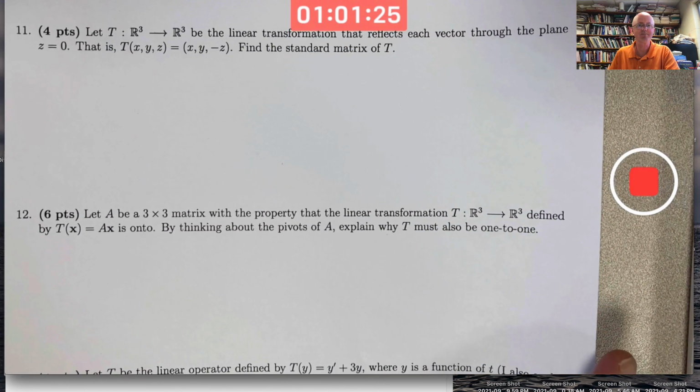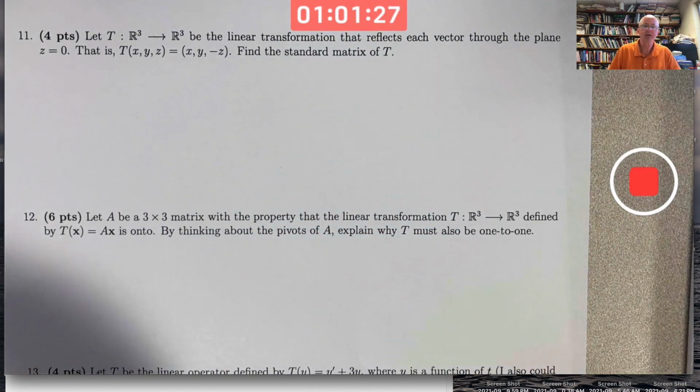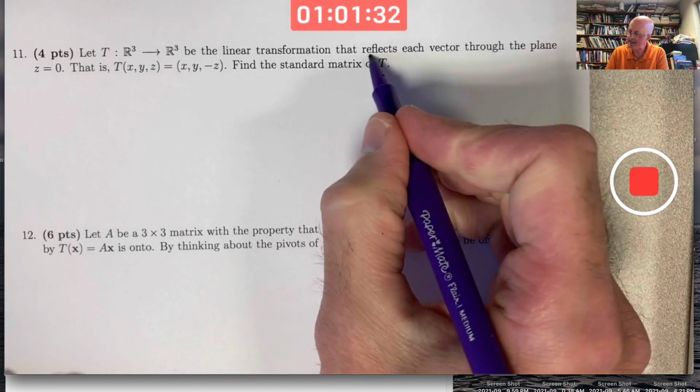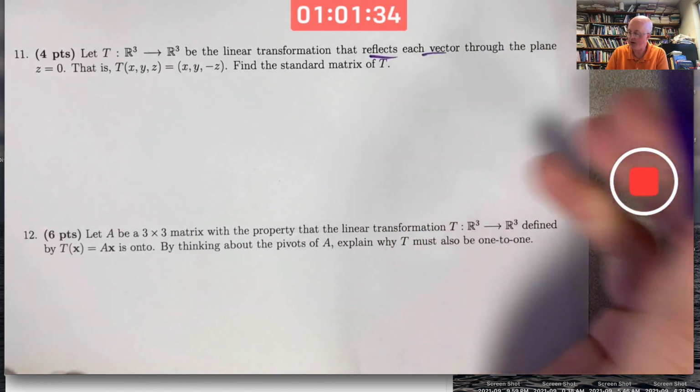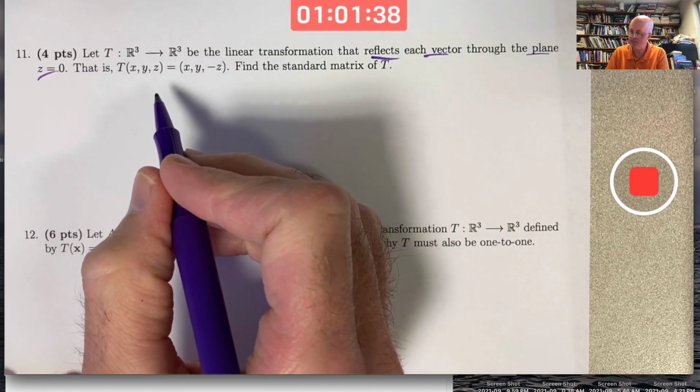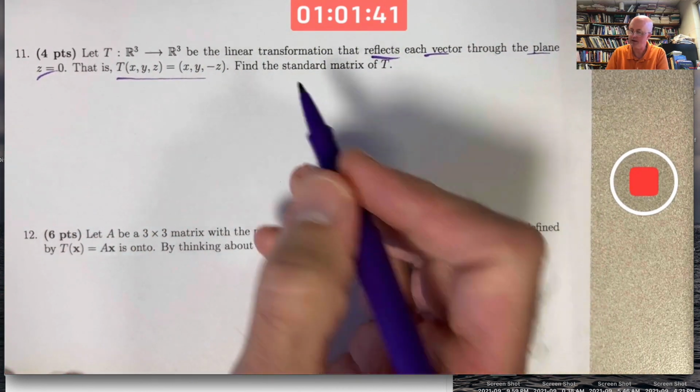All right, the last page has 4 problems, but they all go pretty fast. T from R3 to R3 is a linear transformation that reflects each vector or point, you might say, through the plane z equals 0. It's got this formula. Find the standard matrix of T.